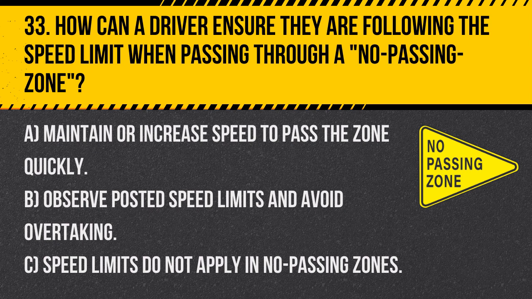Question 33. How can a driver ensure they are following the speed limit when passing through a no-passing zone? A. Maintain or increase speed to pass the zone quickly. B. Observe posted speed limits and avoid overtaking. C. Speed limits do not apply in no-passing zones.